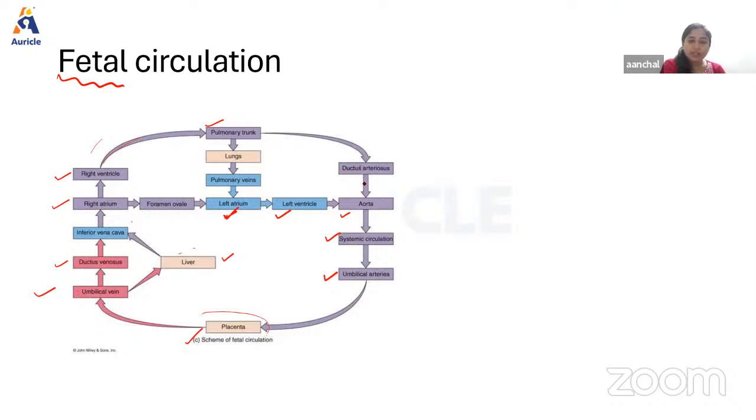Okay, and that is the systemic aorta through the ductus arteriosus. Only a small quantity of blood is supplied to the fetal lung, a very small quantity. Blood leaving the left ventricle is pumped into the aorta, and about 50% of blood from the aorta reaches the placenta again through the umbilical arteries. Okay, so this is all about the fetal circulation.